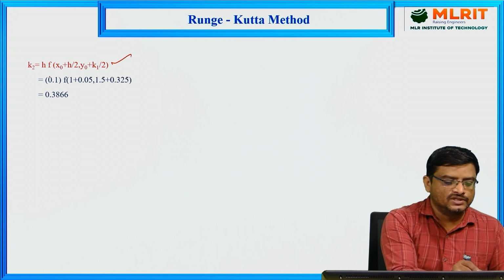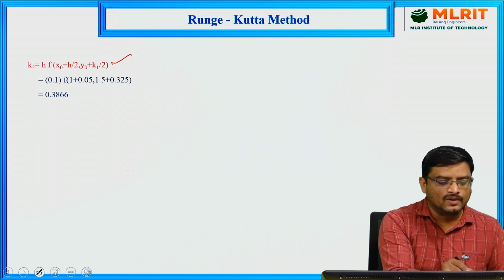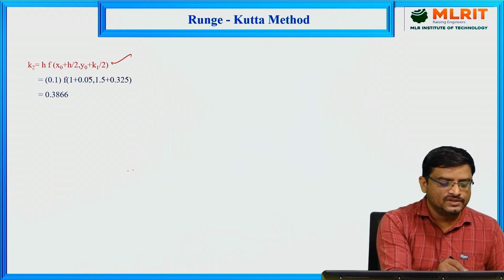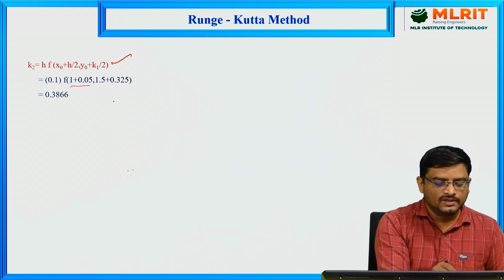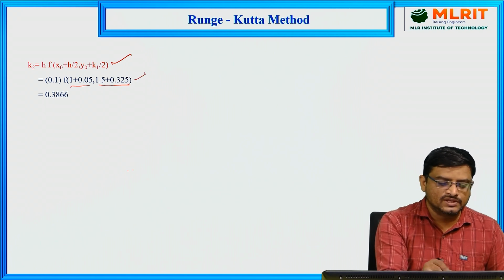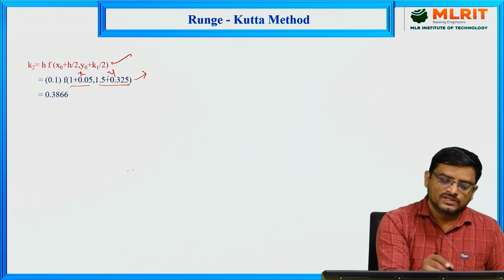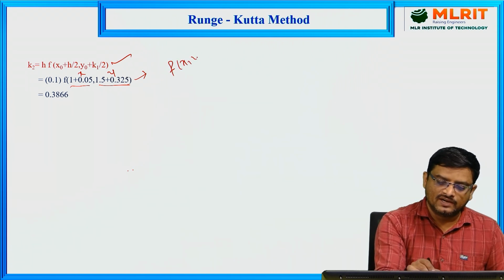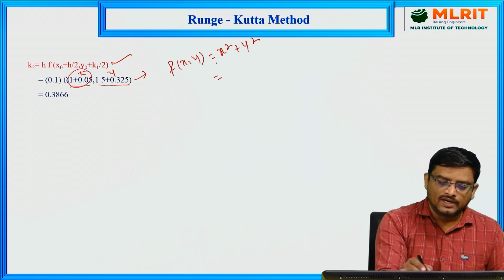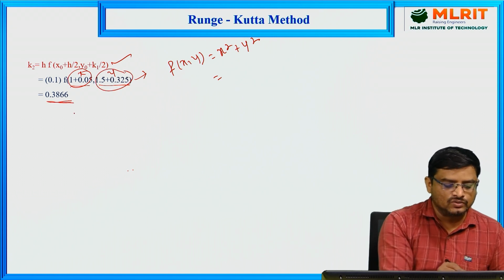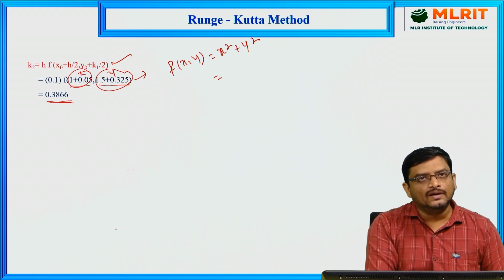k2 is given as h into f of x0 plus h by 2 comma y0 plus k1 by 2. So h is 0.1. Simplify this, so you will get this value and substitute this. Consider this as the x value and this as the y value. So replace f of x comma y, our standard function throughout the problem, x square plus y square. In place of x replace with this value, and in place of y replace with this value. Then simplify, you will get our k2 value, that is 0.3866 here.